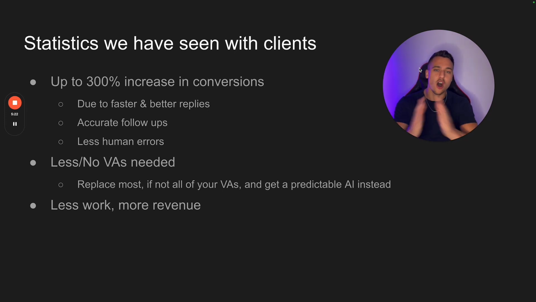The second thing all of our clients experienced across the board is that they were either able to fire all of their VAs or fire a large portion, around 80% of their VAs. The benefit of this is clear. VAs are usually hard to find. You have to hire them fast, fire them faster. You have a churn, so you keep on having to hire new ones and replace them over and over again. Whereas with an AI, you have one predictable employee who never sleeps and who is always there for you. And finally, the most important statistic of them all, less work and more revenue.